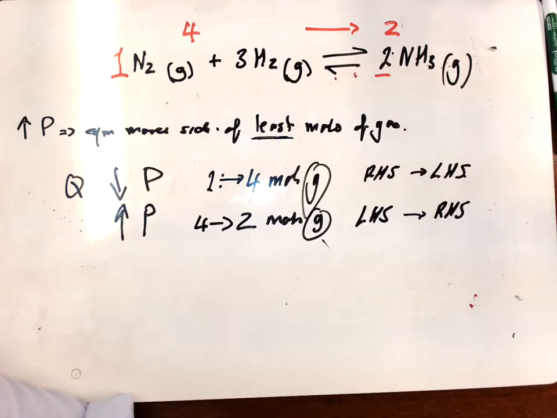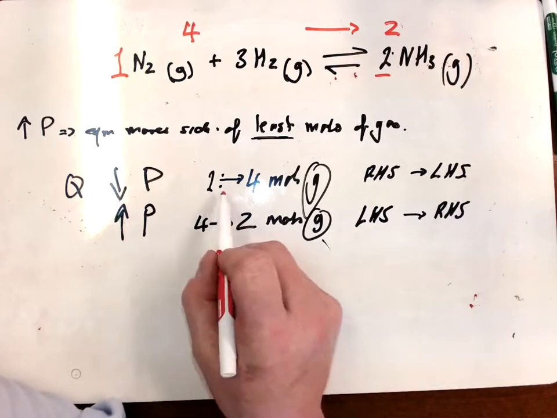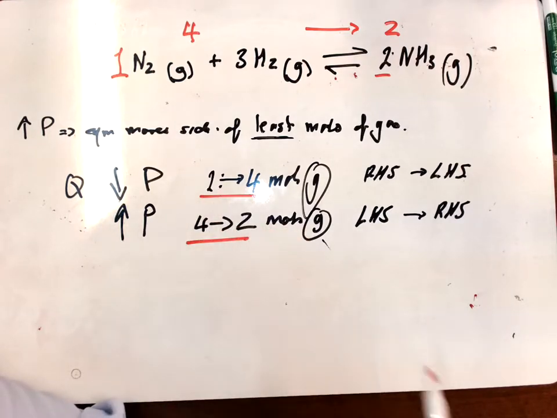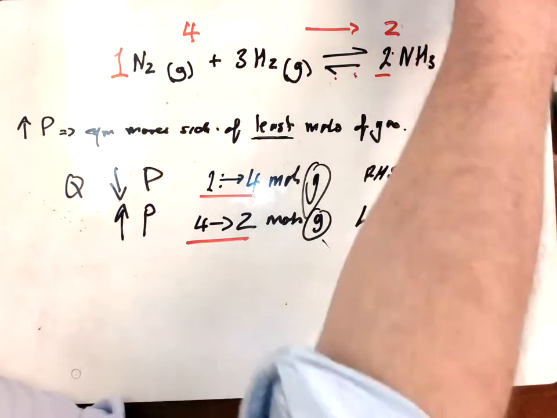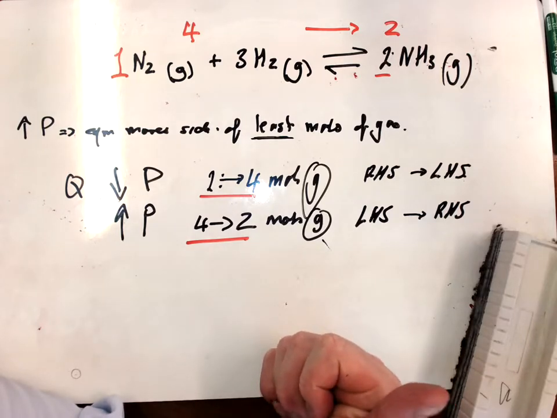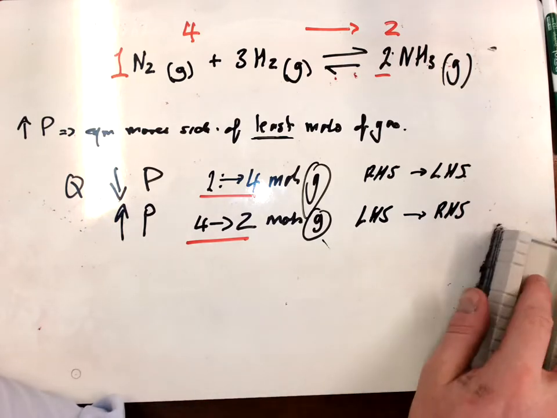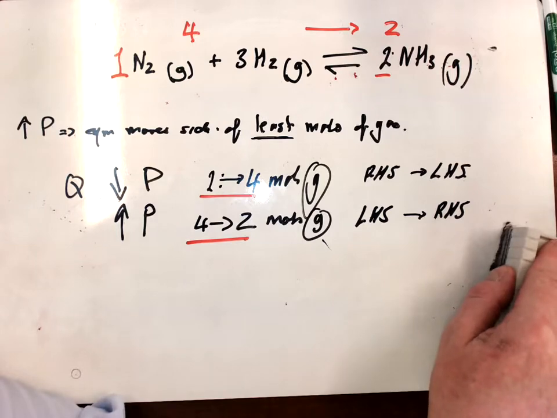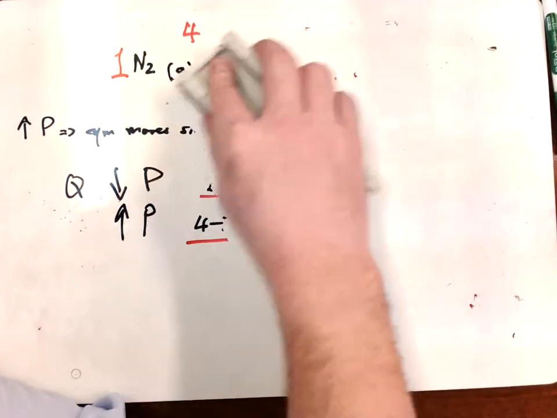When you're asked to answer a question like this, guys, don't just say move to the side of least moles or the side of more moles. Quote the number of moles on each side of the equation. That's frequently in a mark scheme. So that's concentration, or adding or removing reactant. That's pressure done. That's adding or removing heat, or increasing or decreasing the temperature.